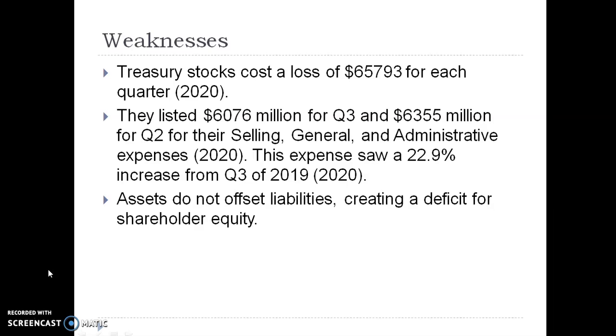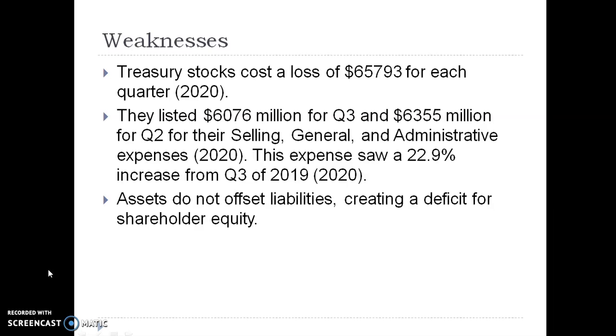However, there are some weaknesses. Treasury stocks were bought last year, which cost them a large amount each quarter. They also listed a large amount of costs for selling, general, and administrative expense that increased by around 23% from what they had seen in 2019. This increase in expense actually ate into their increase in sales, and so they didn't actually see much benefit from their increase in sales.